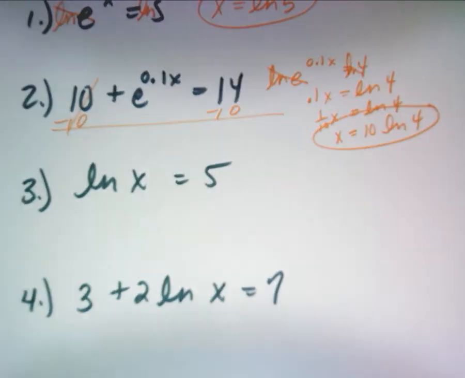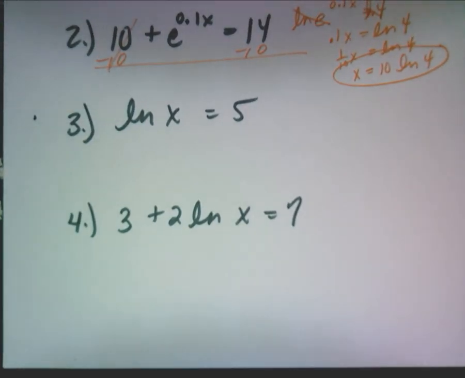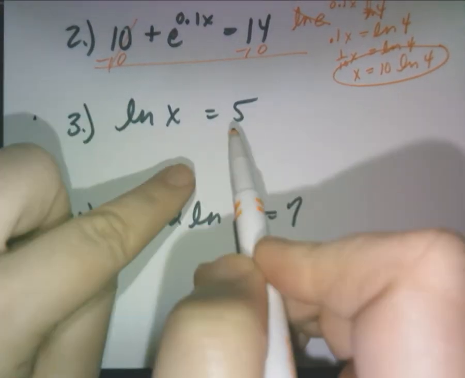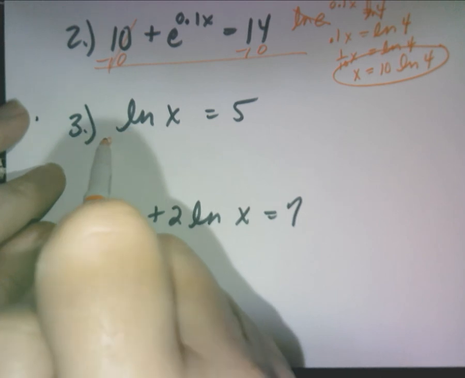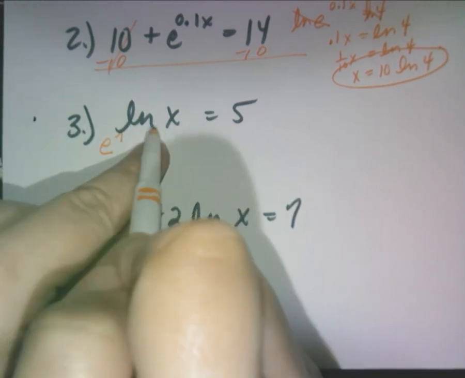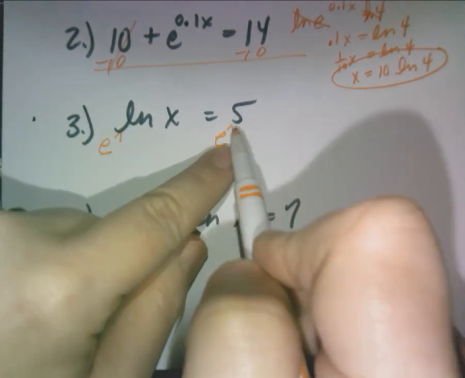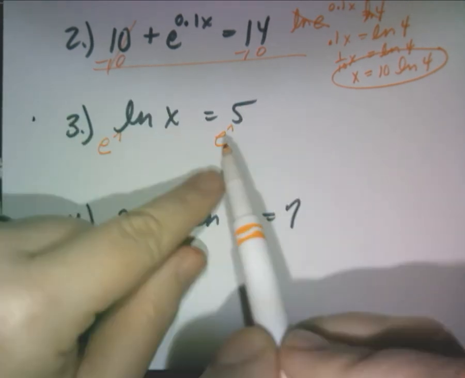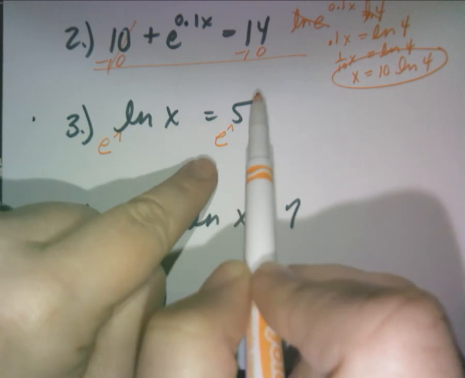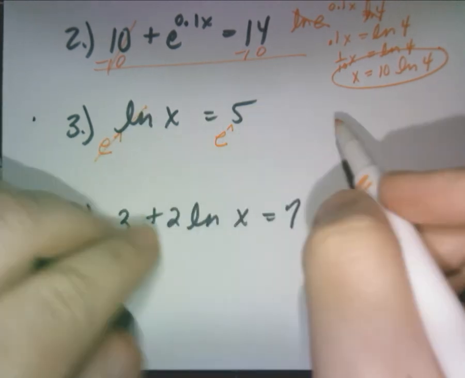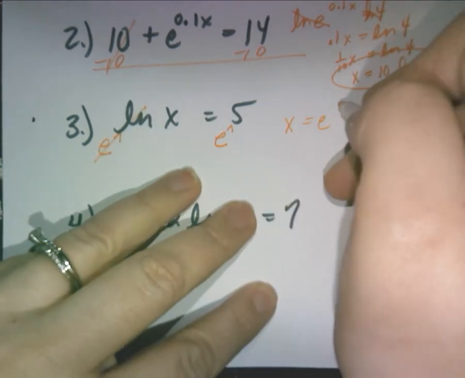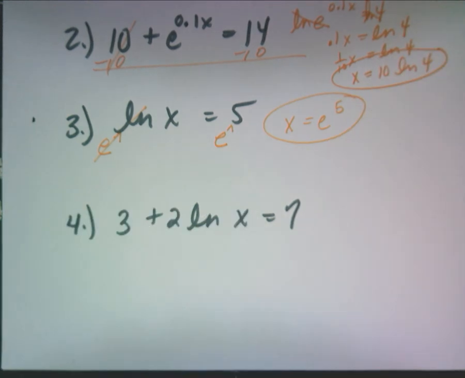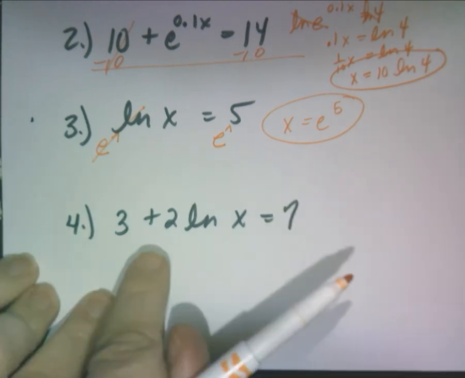Okay, now I've got ln x equals 5. How do I undo ln? Listen to me. You don't put e on this side. It's e to the power of that, e to the power of that. It's not 5e or e times 5. It's e to the 5th. Are you with me? So this would cancel, and you'd be left with x equals e to the 5th power, not 5e. 5e is totally different than e to the 5th. Completely different.